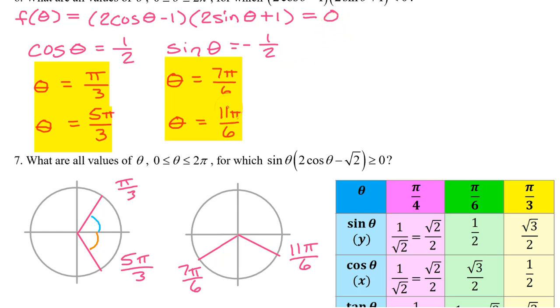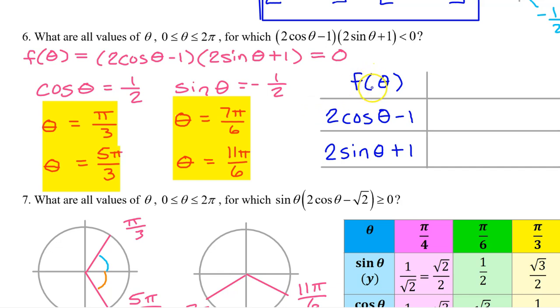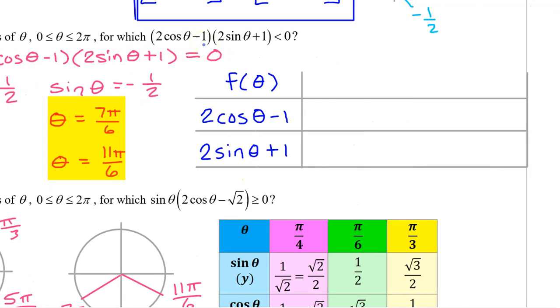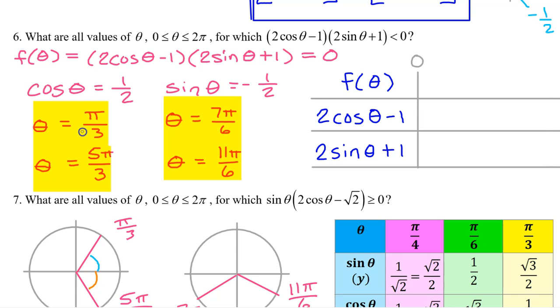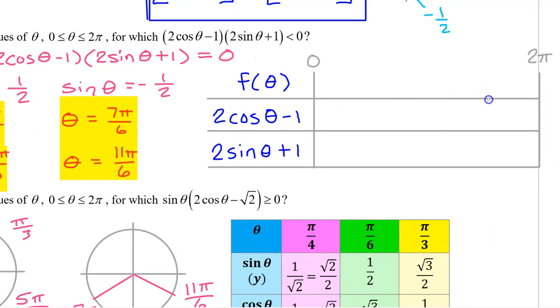Let's make a sign chart using these 4 critical values. Label your sign chart as f of theta and create a row for each one of your 2 factors. Notice that the domain is limited to the interval from 0 to 2 pi. So we need to put the domain limitations on the sign chart like this. 0 goes here and 2 pi goes here. We will now put these 4 critical values in order from least to greatest across the top.